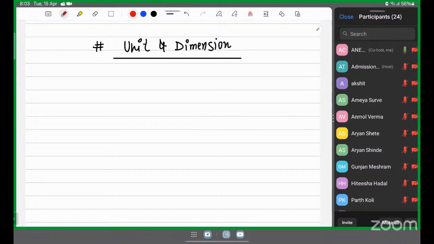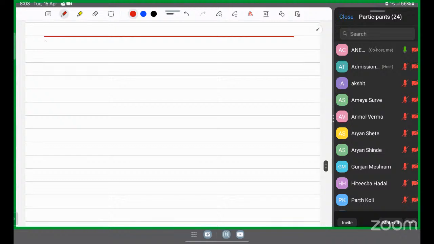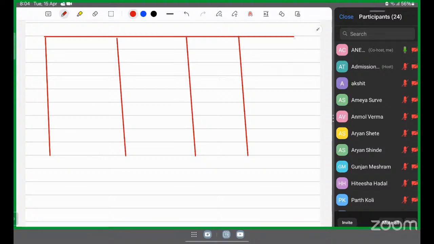In this chapter, you just have to remember this table. This is a table given by the SI system of units. In this table, we have a total of 7 fundamental units. For these 7 fundamental units, we have their SI unit, the symbolic representation for their SI unit, and their dimension.